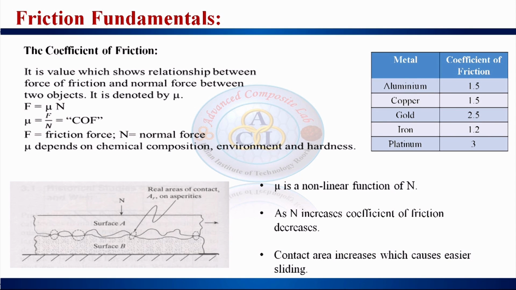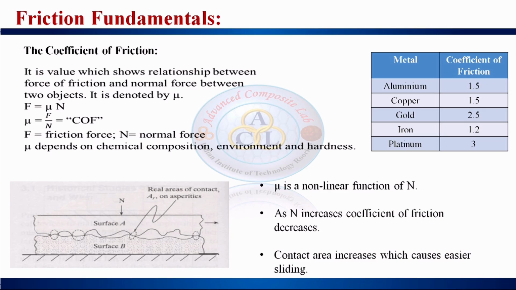At that particular point, some points of the two bodies are touching together, some points are not touching. So here mu depends directly upon the touching area of these two meeting points. So, mu is a nonlinear function of normal load. As normal load increases, the coefficient of friction will automatically decrease and contact area increases, which causes easier sliding.